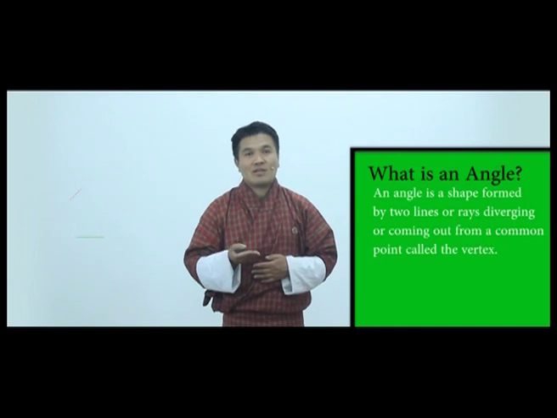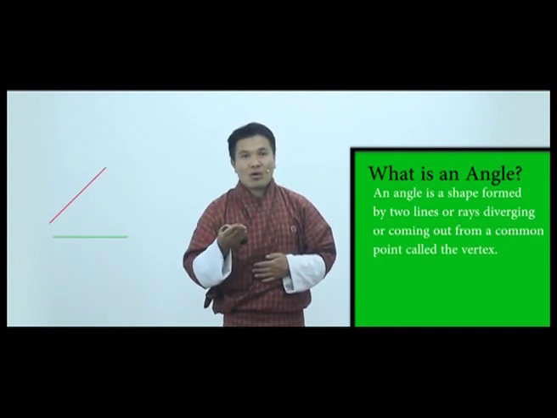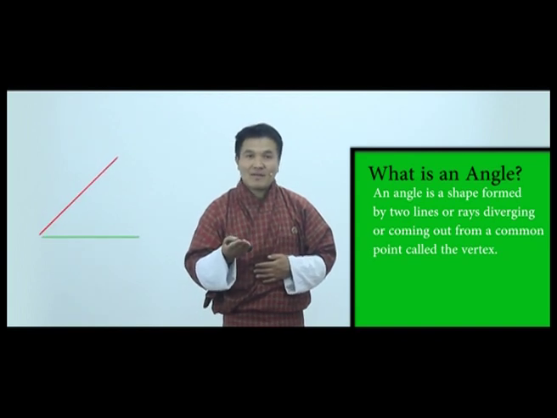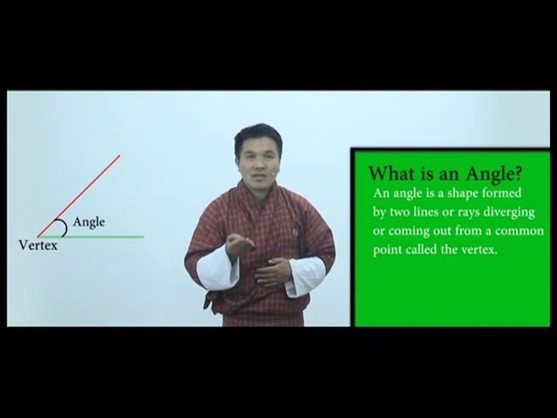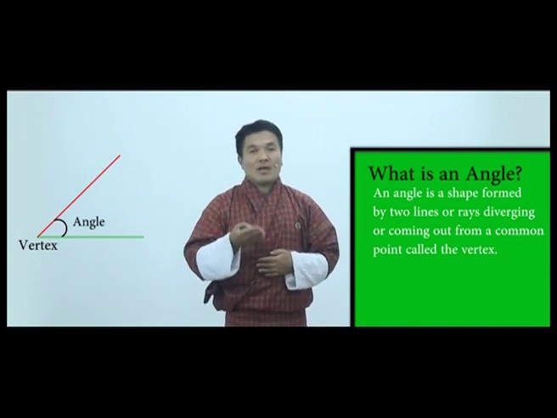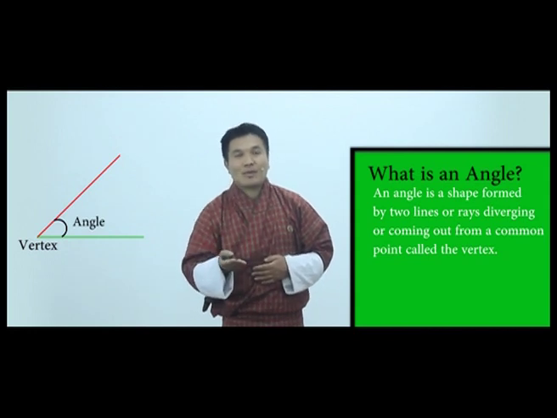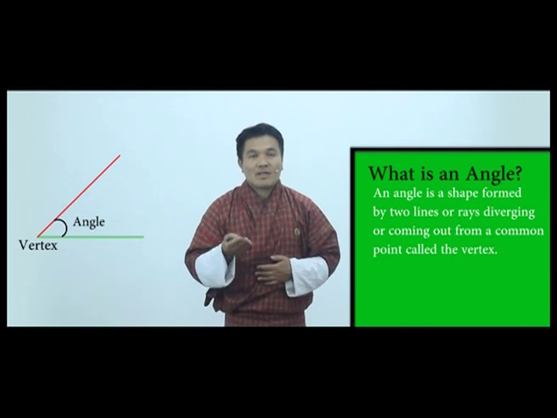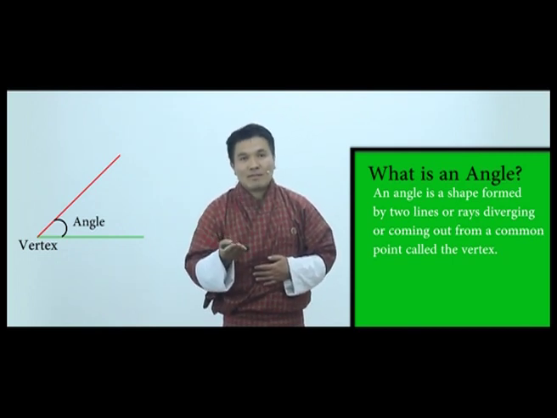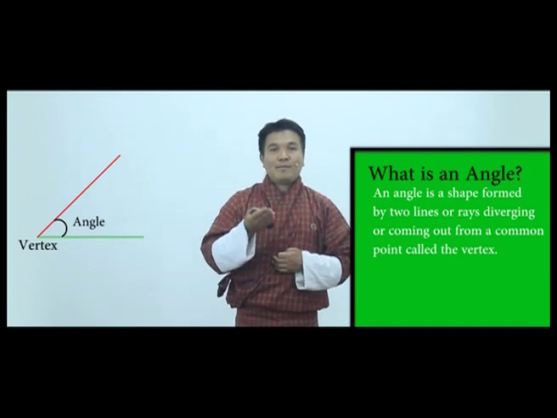An angle is a shape formed by 2 rays, or we call them lines, that diverge from a common point called the vertex. In other words, you can also say an angle is a shape that is formed by 2 arms of an angle diverging from a common point known as the vertex. So, that is an angle.